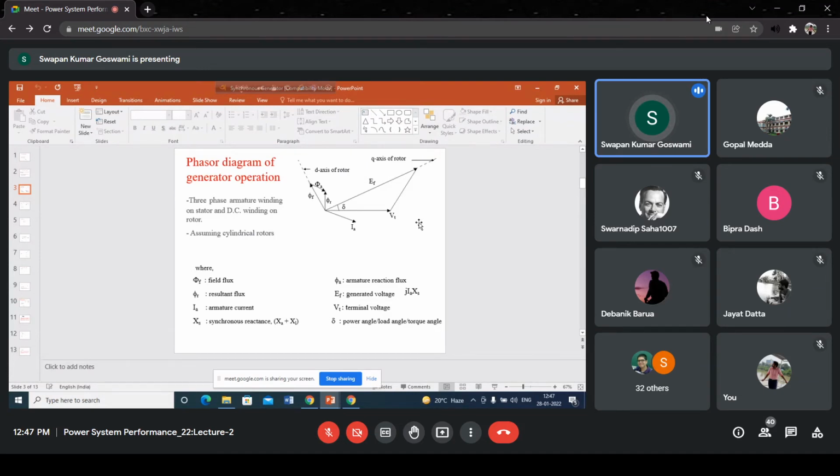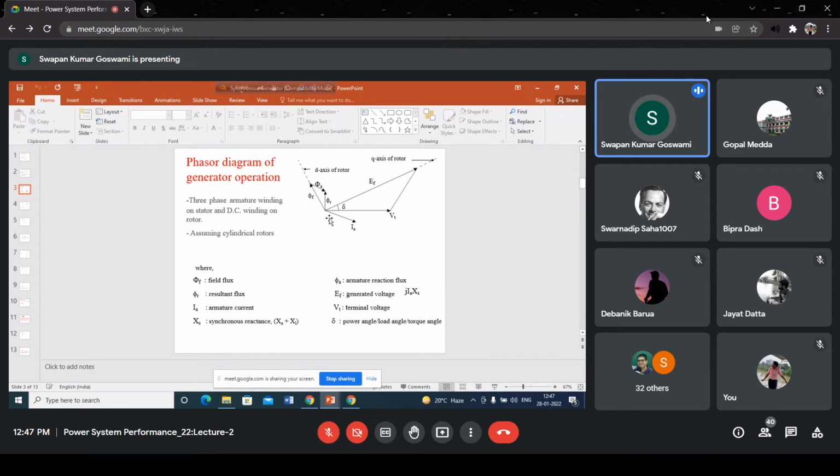Because in power system, the power factor of the load is generally lagging. There are very few loads that will operate at leading power factor. Most of the loads are lagging power factor loads. So armature current IA will lag this terminal voltage, say by some angle. This is the direction of the armature current.